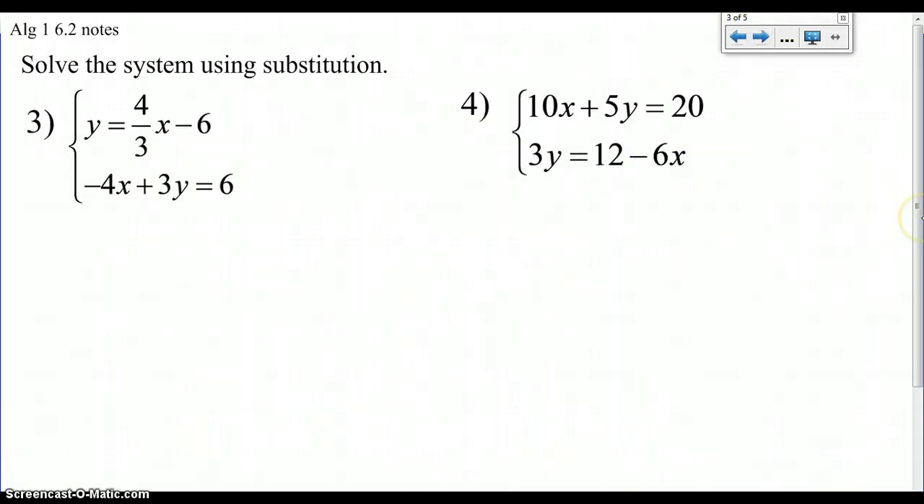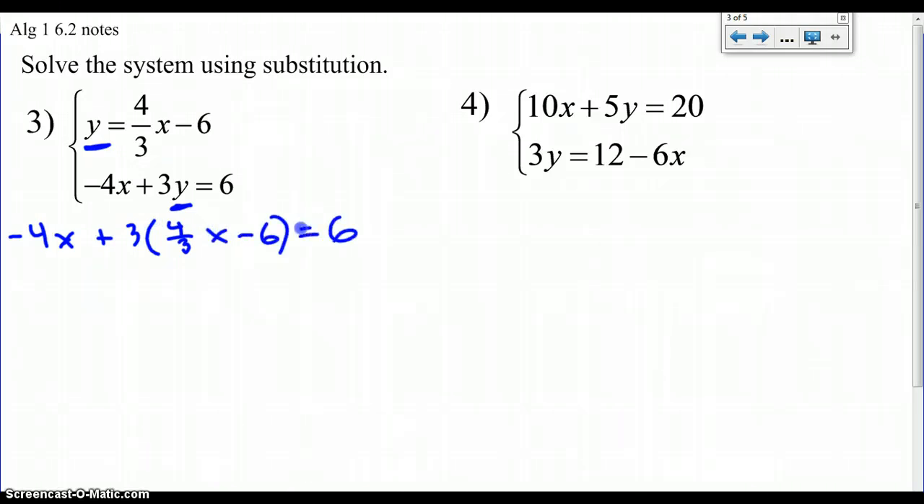All right, continuing on. Solve the system using substitution. Now, number 3, I know you guys all love fractions, so I made sure to include that for you. But I was nice to say, look, right there, there's a y. We can substitute right there. So I'm going to rewrite my second equation. And all that I'm changing is, instead of writing y, I'm writing 4/3 x minus 6. Now we need to do a little distribution.